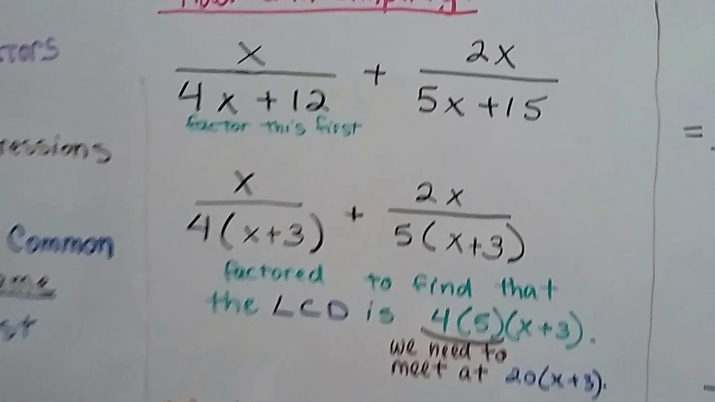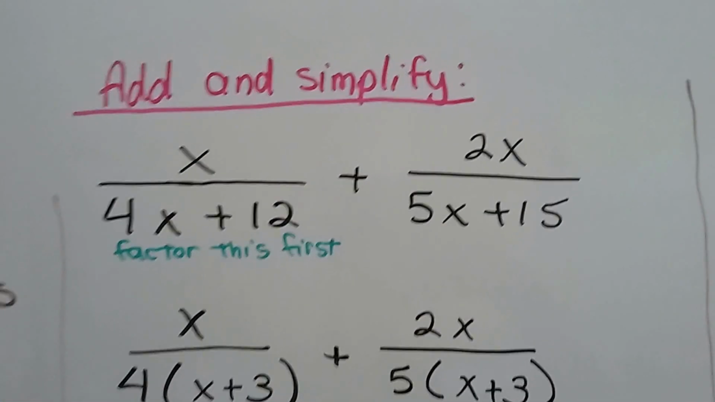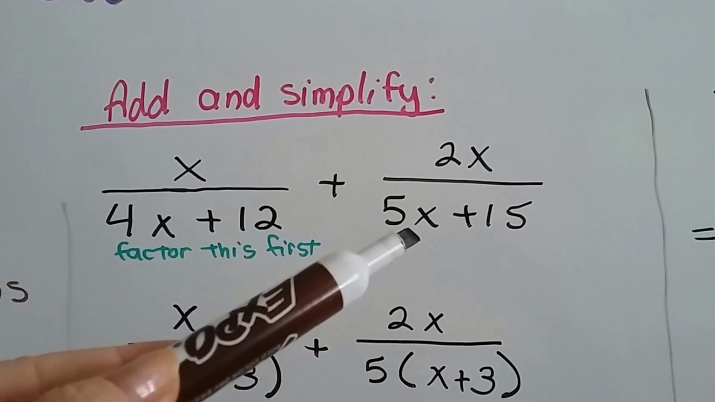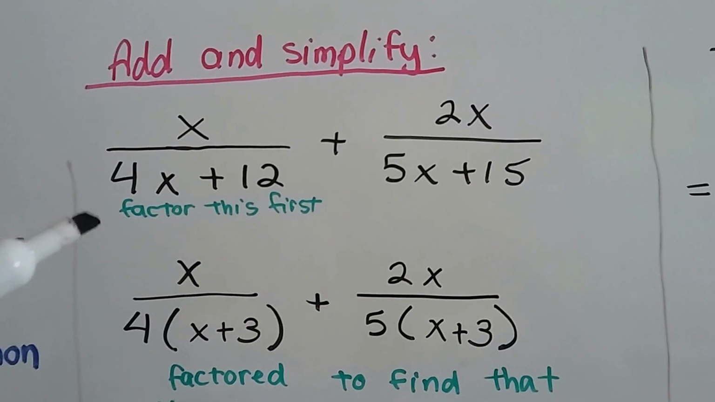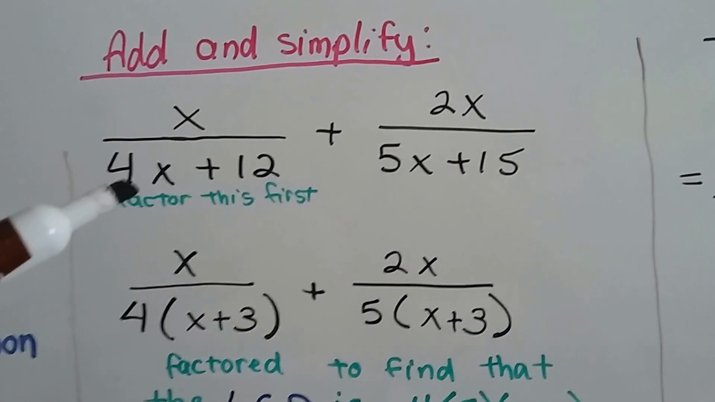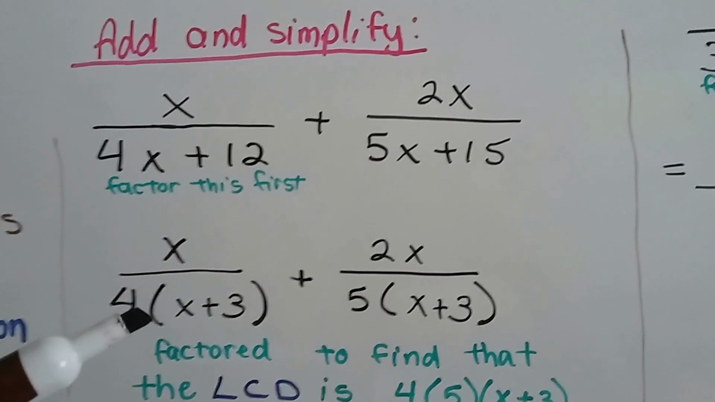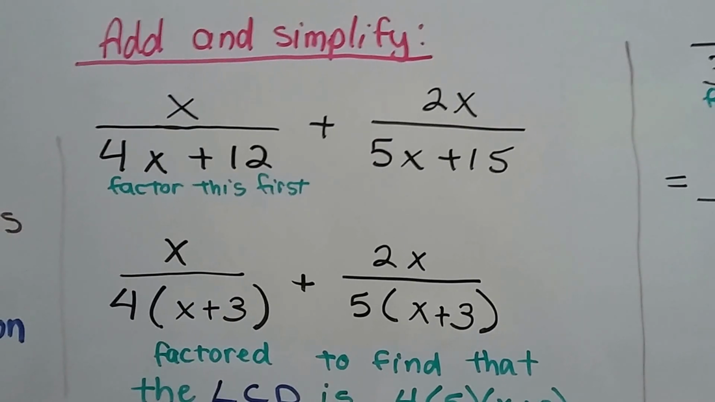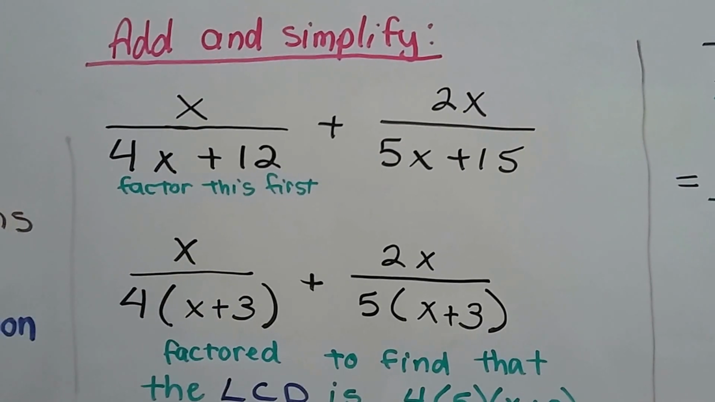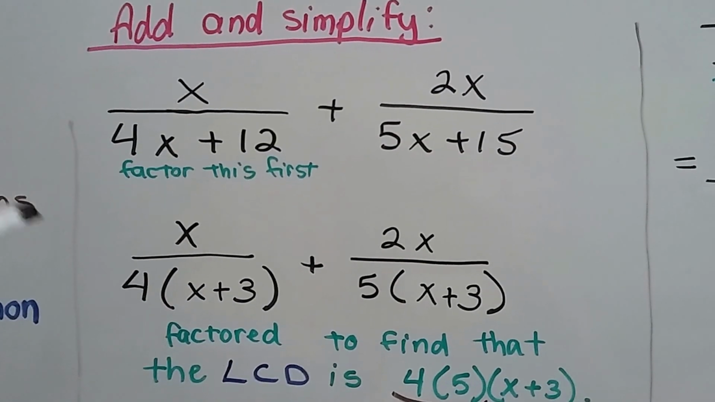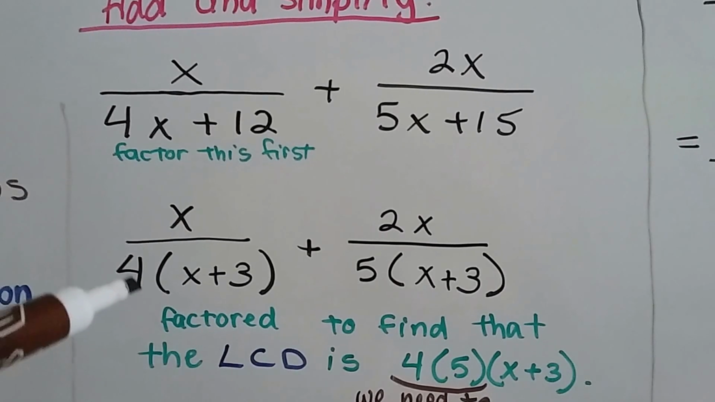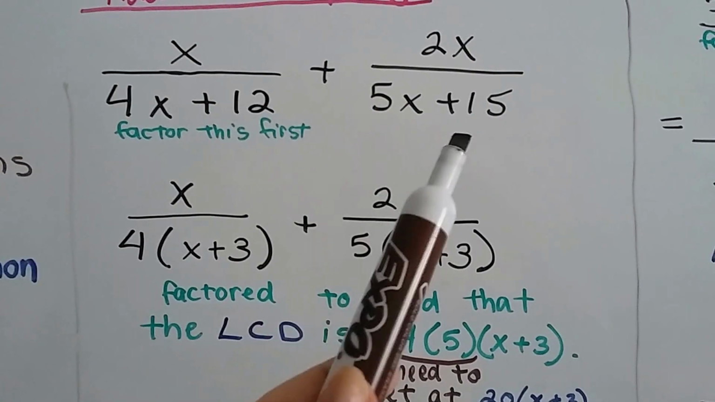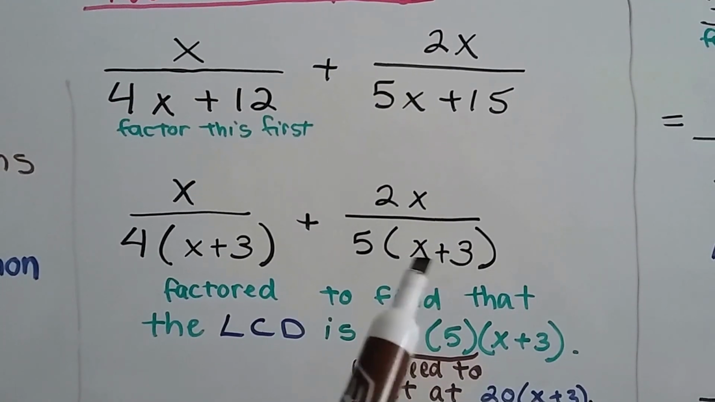So take a look at this one. It says add and simplify. We've got x over this binomial, 4x plus 12, and we've got 2x over this binomial, 5x plus 15. Well, we have to factor these first. So when we factor the 4x plus 12, it comes out as 4 times x plus 3. Now, if you don't remember factoring, there's a link in this description to go back to the factoring playlist, okay? It's really important you remember how to factor. Otherwise, you're going to be completely confused, okay? So this 4x plus 12 is the same thing as 4 times x plus 3, see? 4 times 3. And then this 5x plus 15 is 5 times x plus 3 when it's factored.